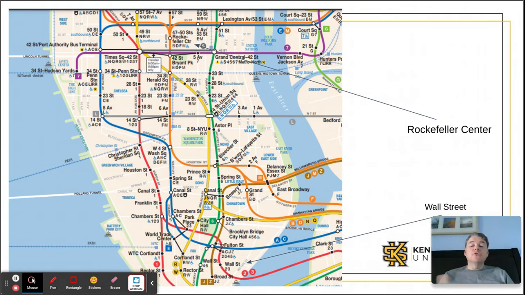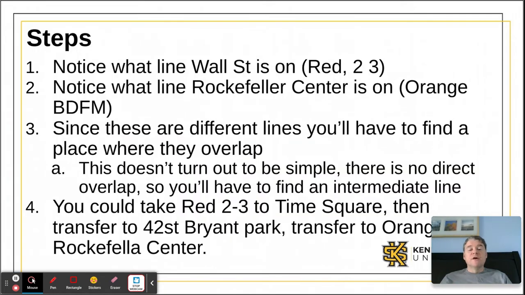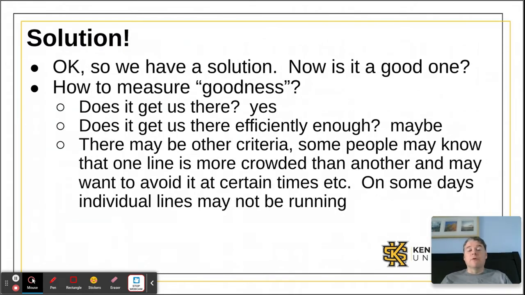Okay, so we have found a couple of ways to get there. We have found a solution to the very particular problem of how do you get from Wall Street to Rockefeller Center. But let's talk about the more general question, which is, how did we actually go about doing this? Well, I started by noticing that the Wall Street station is on the red line, or the 2-3 line. I then noticed that Rockefeller Center was on the orange line, or the BDFM line. Since they're 2 different lines, I then have to find a place where they overlap. It turns out that they don't directly overlap, so that means that I have to find an intermediate line that takes me from one place to the other. And so I eventually found a solution that way.